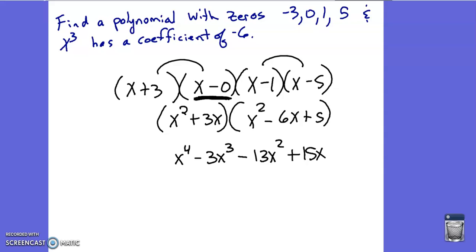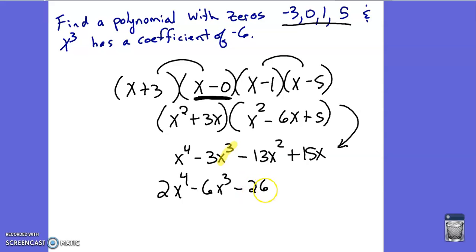Now, did you notice at the beginning, I didn't read the rest of the problem? I said find a polynomial with zeros here, and I didn't read the rest of the problem. So here I found a polynomial with those zeros, but it also says x cubed has a coefficient of -6. So notice x cubed is right here. And notice the coefficient is not -6, it's a -3. But I wanted to have a -6, which means everything needs to be multiplied by 2. So this is 2x to the 4th minus 6x cubed minus 26x squared plus 30x.